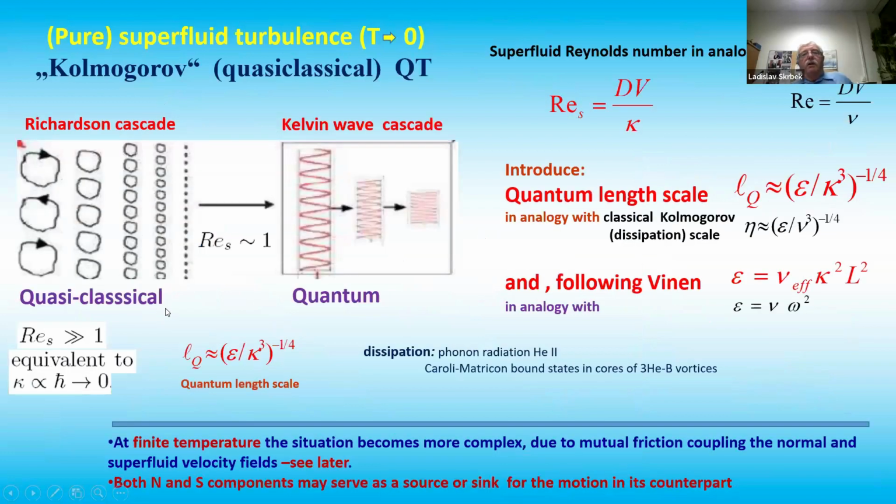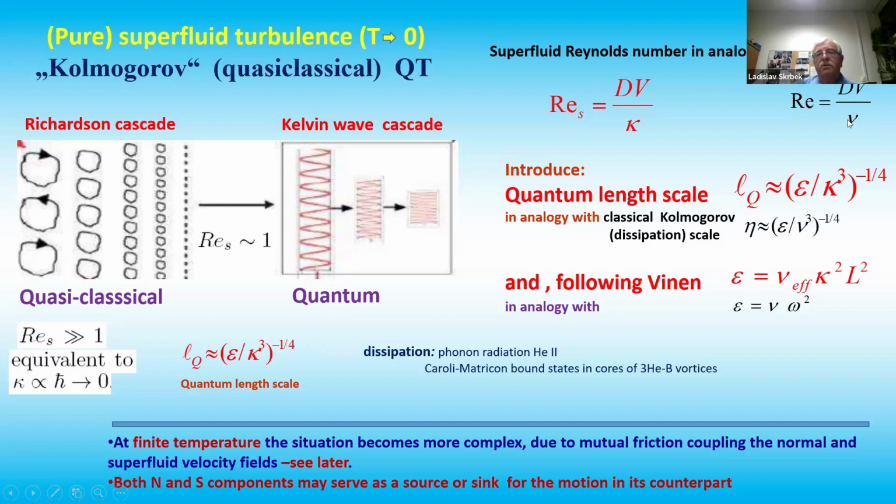So let us first, for simplicity, consider the simplest case, that is, the zero temperature limit. This Richardson cascade in the zero temperature limit cannot operate the same way as it does in classical fluids. We know that in classical fluids, everything is governed by the Reynolds number, which is just the ratio of the size times characteristic velocity over kinematic viscosity.